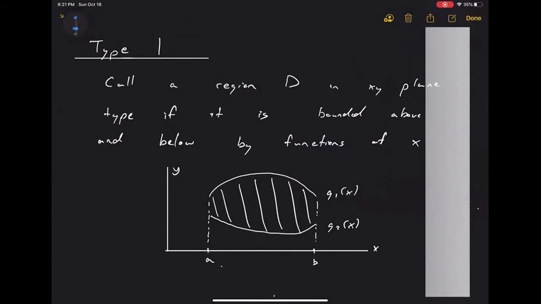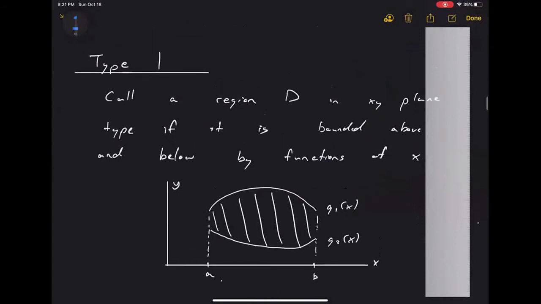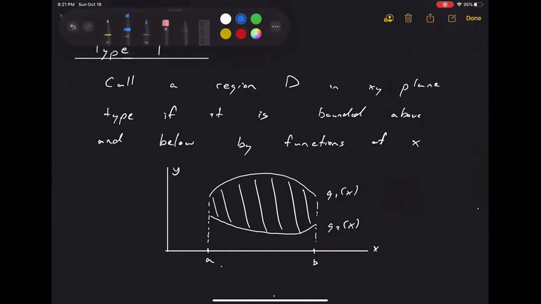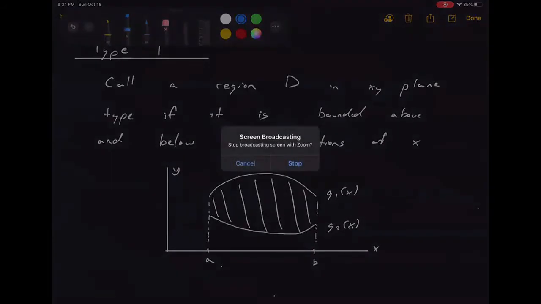Now we're going to see a couple ways that our region might not be a rectangle, and how we approach it depends on how it's set up.